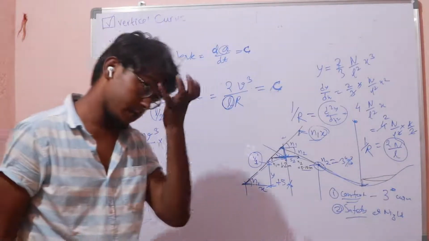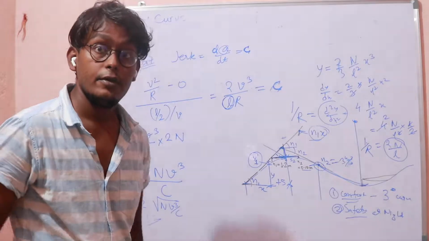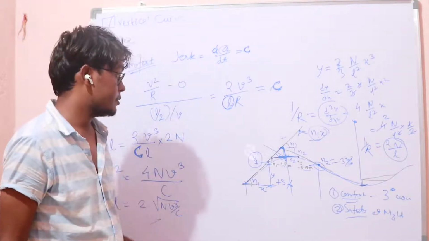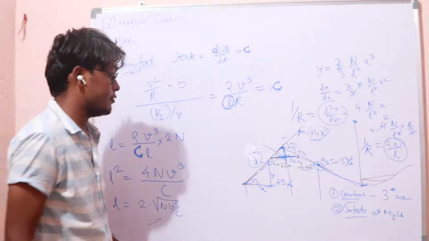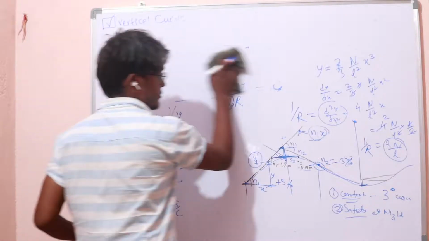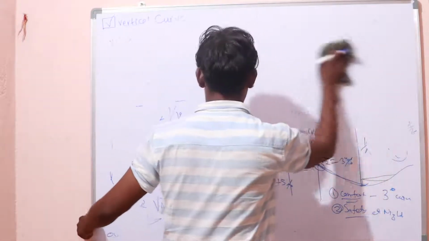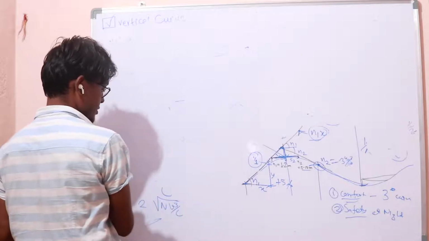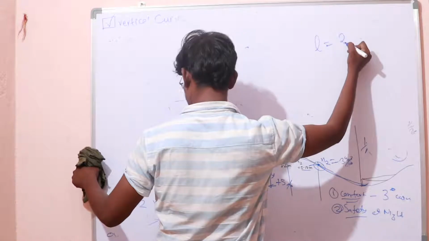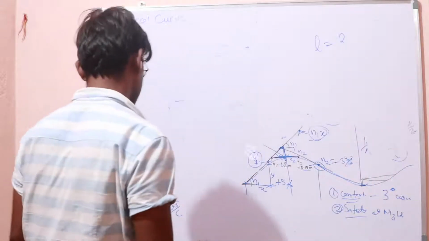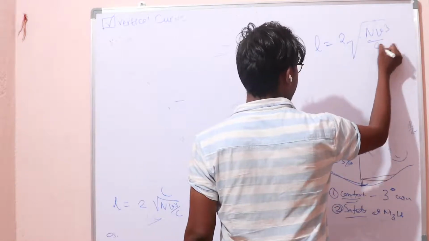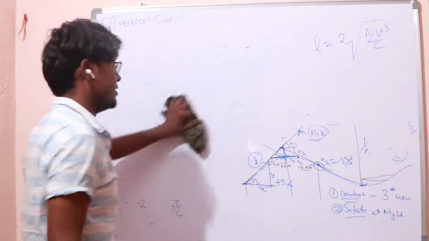Now we will derive the length of the valley curve by the safety criteria. So all the criteria we'll put here. L equals 2 times the square root of n v cubed over C by the comfort criteria.